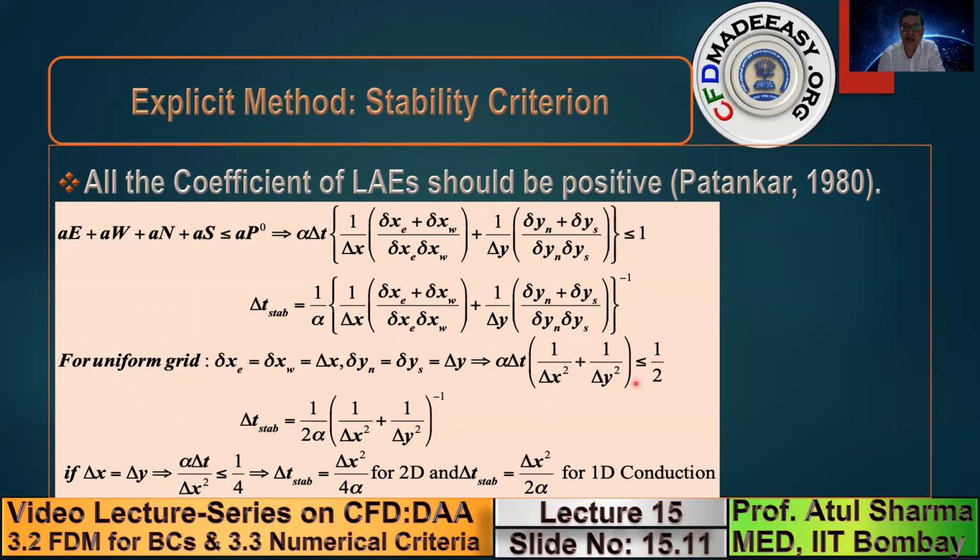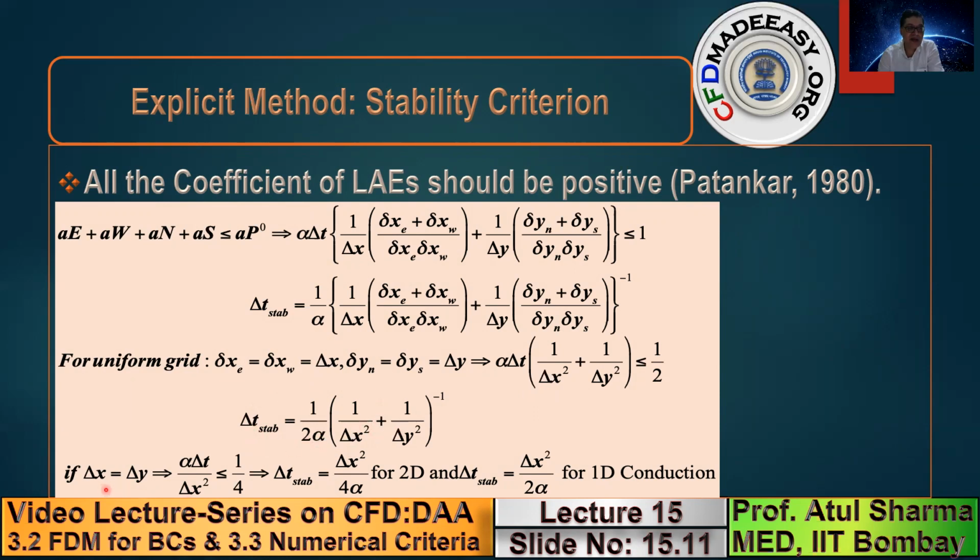So note that if you compare the maximum delta T allowed by the explicit method in 1D conduction versus 2D conduction, in 2D conduction the maximum value is half of the maximum value you can take for 1D conduction. Because alpha delta T by delta X square should be less than half for 1D on a uniform grid, and with delta X equal to delta Y in 2D conduction, the formula is alpha delta T by delta X square less than or equal to 1 by 4. So the limiting delta T for 2D conduction is half of the limiting delta T for 1D conduction. This is the final expression for delta T stab for a uniform grid for 2D conduction.